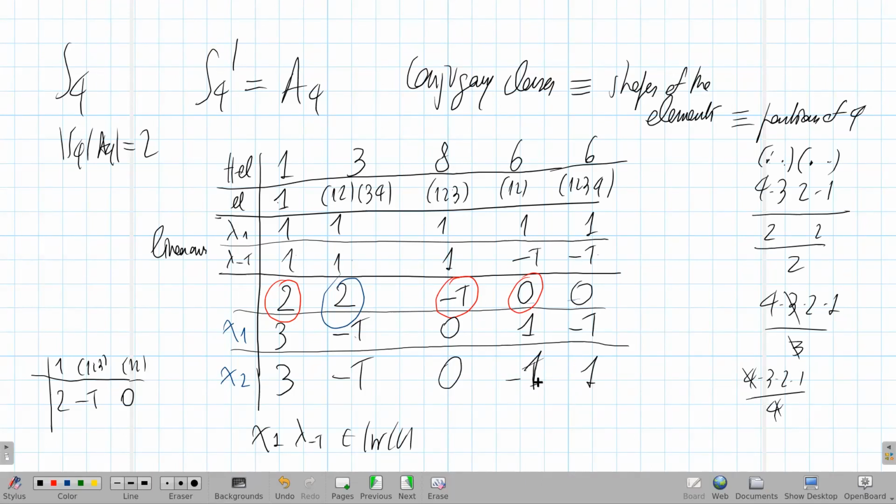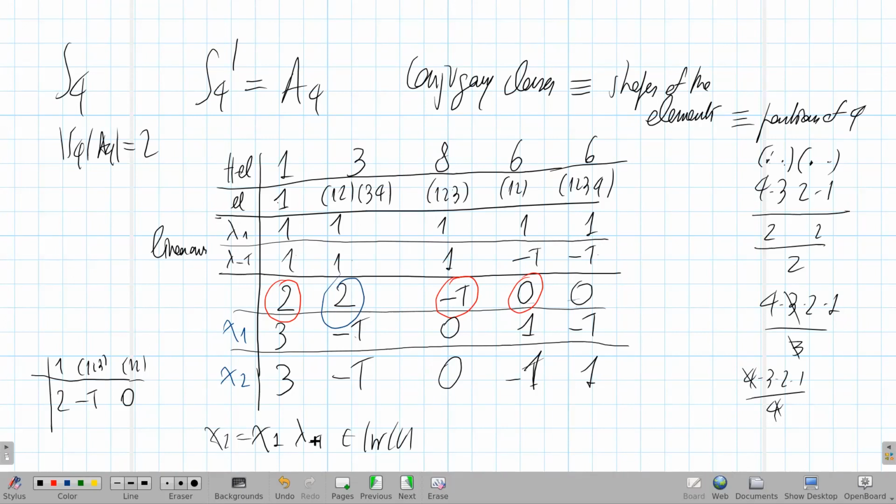Okay, so these are all the irreducible characters. So how do we find them? Well, the two linear characters we got from the quotient S4 over A4. This character we got from the quotient S4 over H or V, which is S3. So this is the lift of this irreducible character of S3. This comes from the permutation representation, and this comes as a product, okay? Chi2 is the product of chi1 times lambda minus 1.